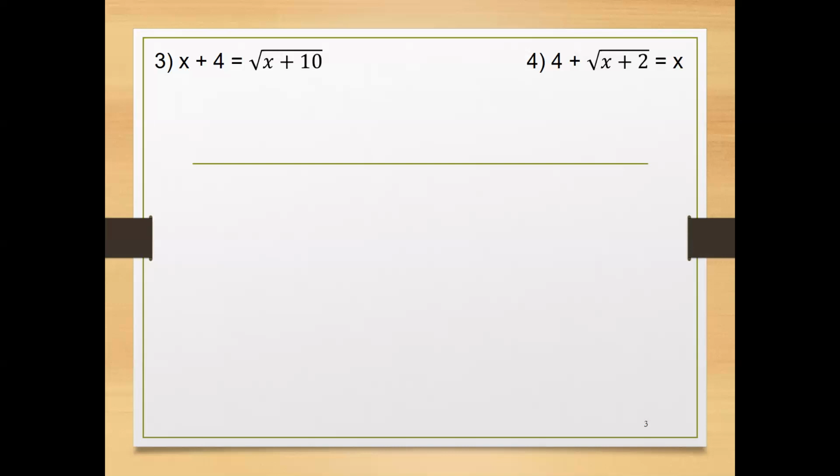Let's try question 4. For question 4, the first step, we want to isolate the radical. So we've got to move this 4 out front by subtracting 4 from both sides.